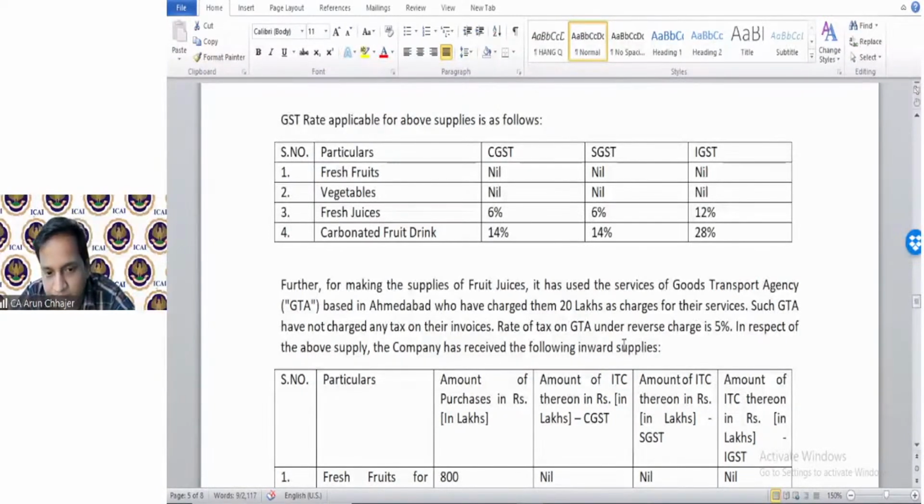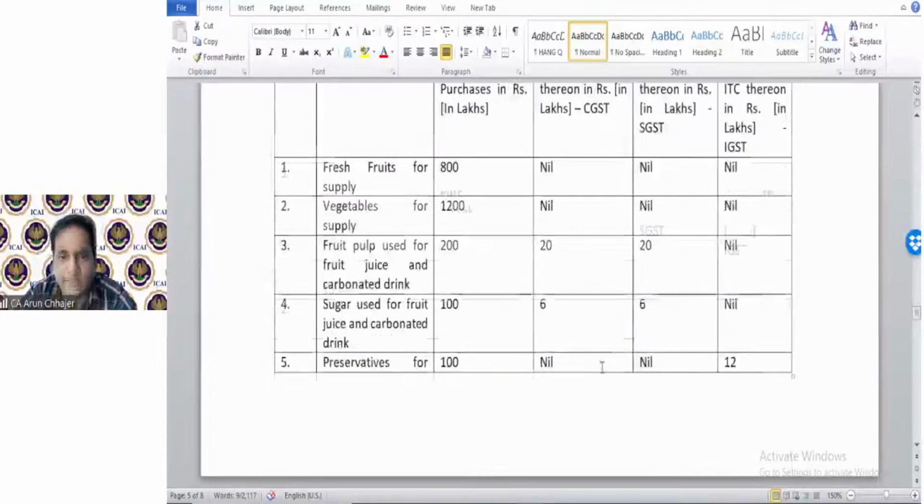based in Ahmedabad, who have charged them rupees 20 lakhs as charges for their services. Such GTA have not charged any tax on their invoices. It means they are not opting for forward charge. The rate of tax under RCM is 5%. In respect of the above supply, the company has received the following inward supplies.